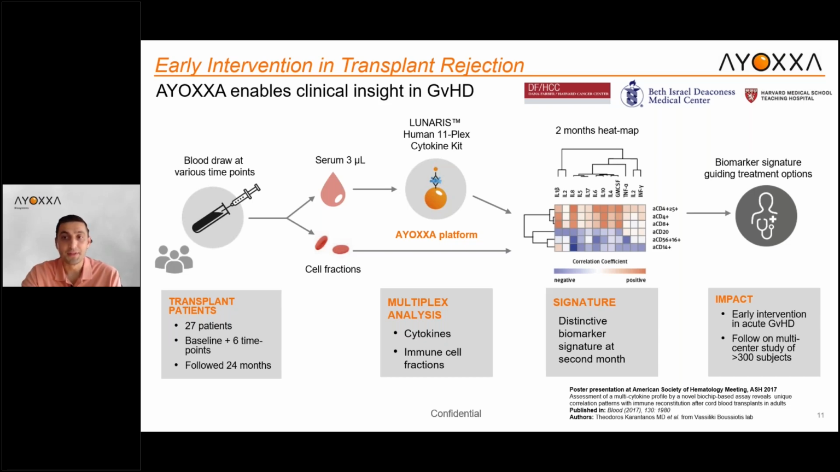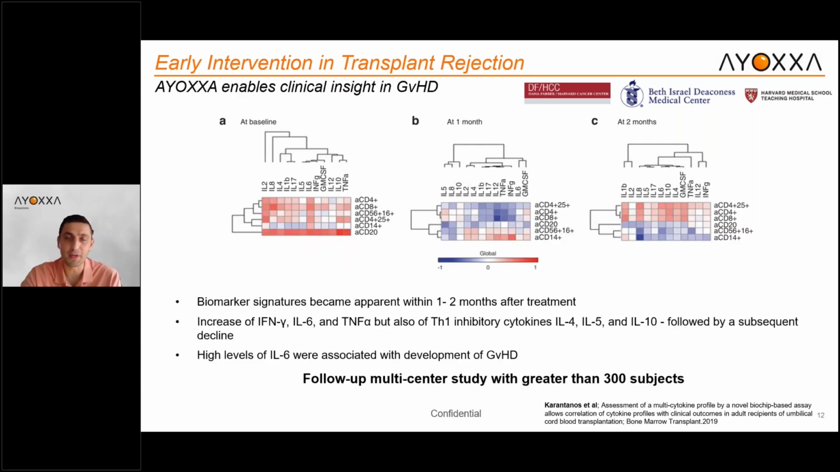Overall, the impact that this study has had could show that an early intervention for acute graft-versus-host disease is possible. And just going further into their data, pictured here again are those correlation levels for each biomarker and cellular subtype. And you can see that there is a biomarker signature apparent within 1 to 2 months.